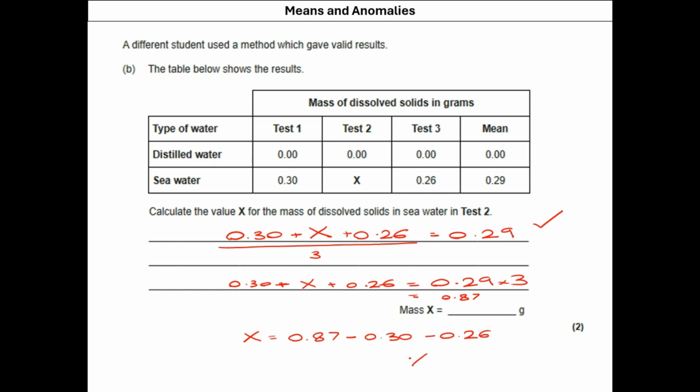And that gives me a final answer that x is 0.31. Now, don't write as big as me because I've gone off the lines, but that 0.31 would go on my answer line. And there's my second mark. So there's just 3 types of questions you can get on means and anomalies.